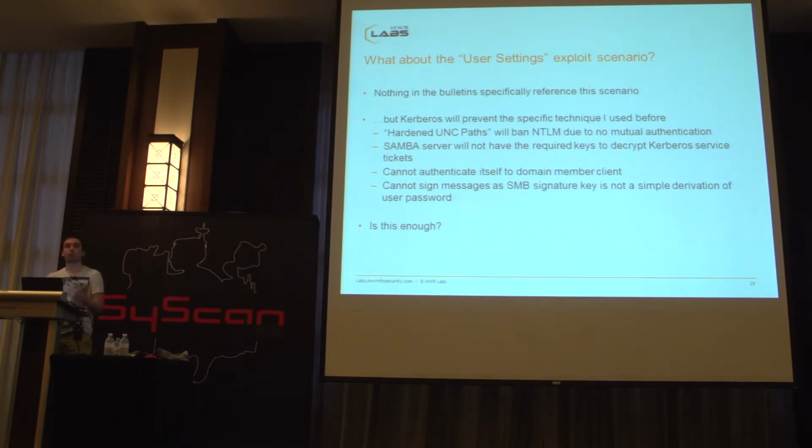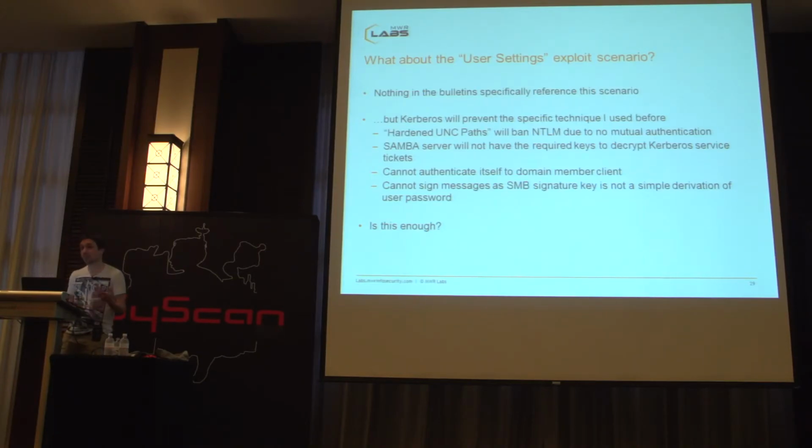because that was redirecting to our own SMB server. It was relying on NTLM authentication, relying on the fact that SMB signing can be calculated using a key derived from the user's password. If we use hardened UNC paths correctly, the fact that we won't use NTLM means that we can't actually authenticate ourselves to the client with our own malicious SMB server. We don't have the necessary keys to actually prove our identity to the client. And we won't be able to sign messages either, as when it's using Kerberos for SMB, the SMB signature key is not a simple derivation of the user password. It's based on all the Kerberos packets that have been exchanged prior to that.